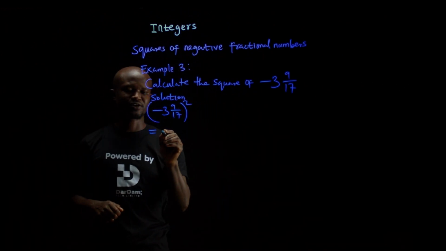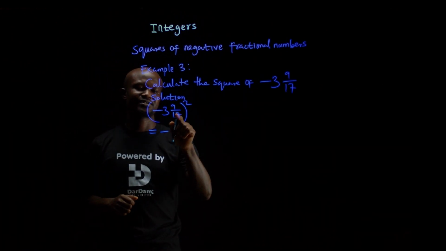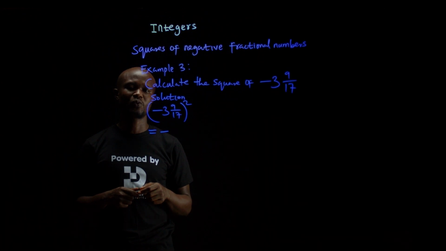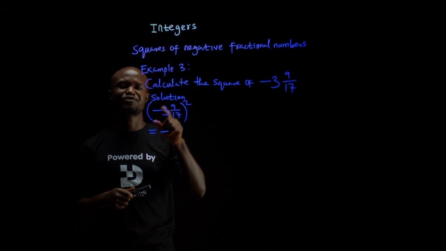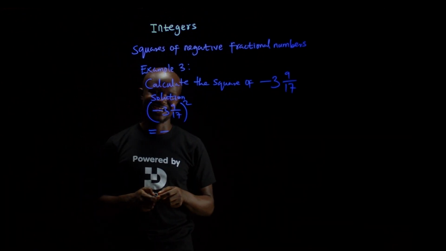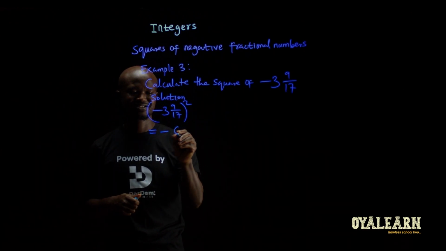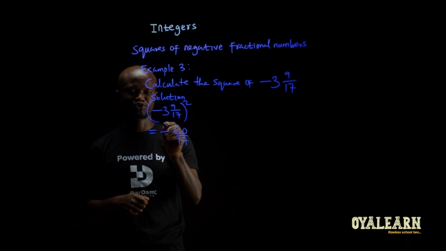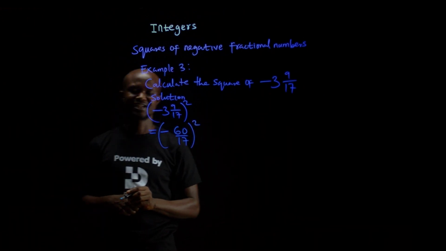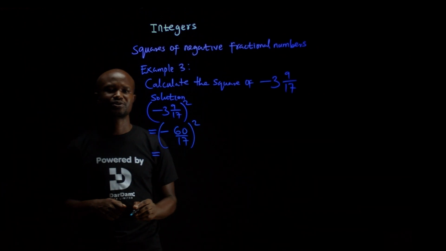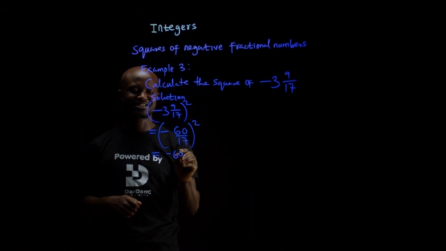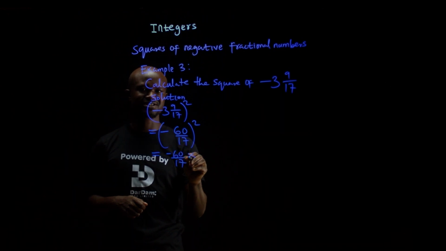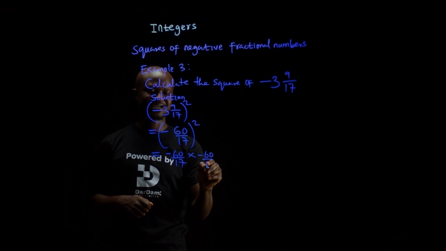Now, converting to an improper fraction. 17 times 3, what do we have? That is 51. Now, 51 plus 9 will give us what? 60. So this is going to give us 60 divided by 17. So square. We can now write this as minus 60 divided by 17 times minus 60 divided by 17.